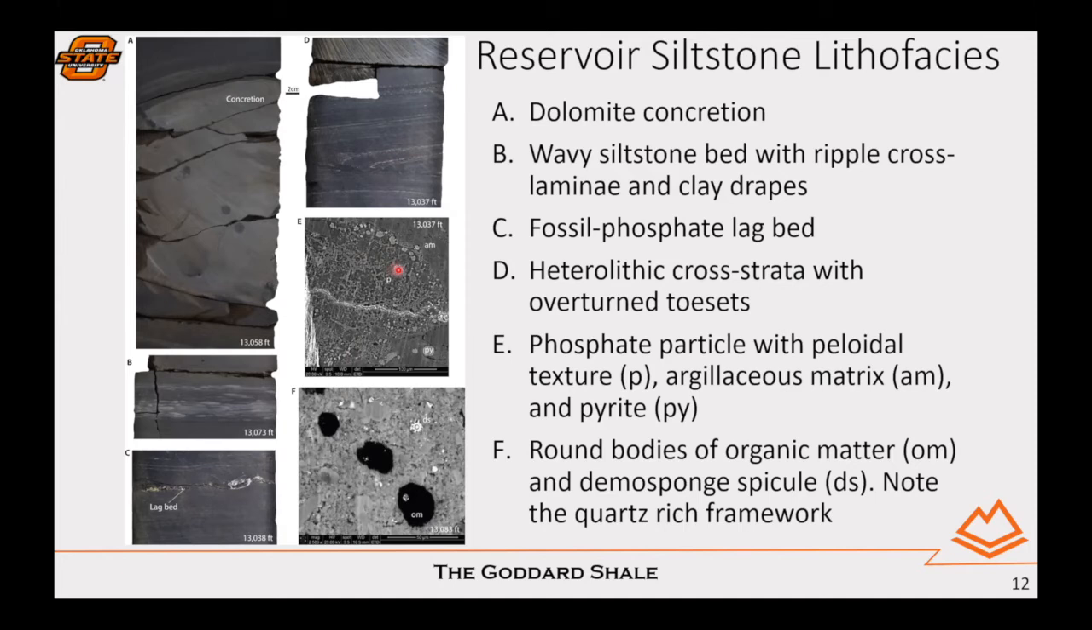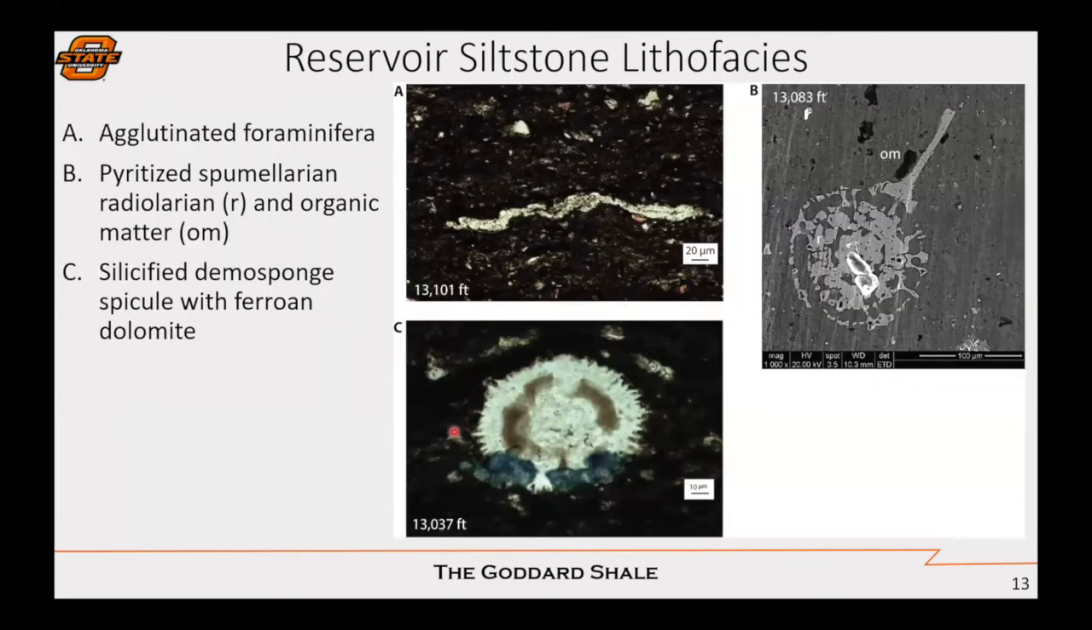Figure E is a SEM image showing a large phosphate particle that has pelloidal texture. You can see the argillaceous matrix of the reservoir, and you can also see some of the abundant pyrite that is in this unit. Figure F is an SEM image that is showing round bodies of organic matter. I think these are Tasmanites. You can also see a demosponge spicule that is really well preserved, and then you can also see the quartz-rich framework of this unit. These are all quartz grains through here.